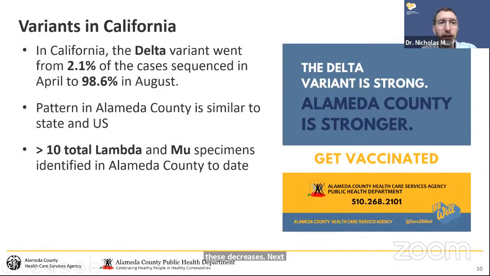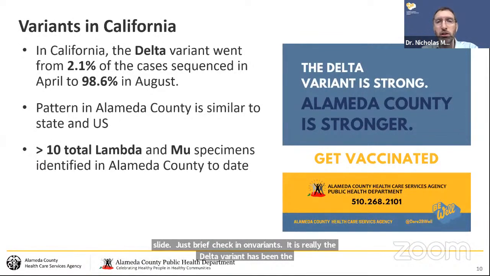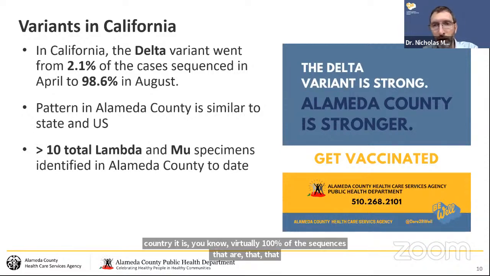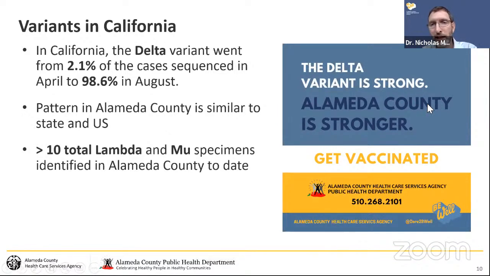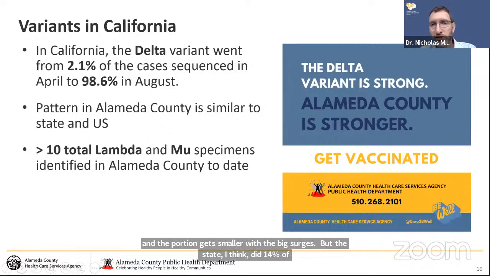Just a brief check-in on variants. Delta has been the story this summer, but the most recent data from across the state and across the country shows virtually 100% of the sequences are the Delta variant. Remember, only a portion of cases actually get sequenced, and that portion gets smaller when we have these big surges. But the state did sequence 14% of cases in July, and August is still happening, but virtually all of those have really been Delta.